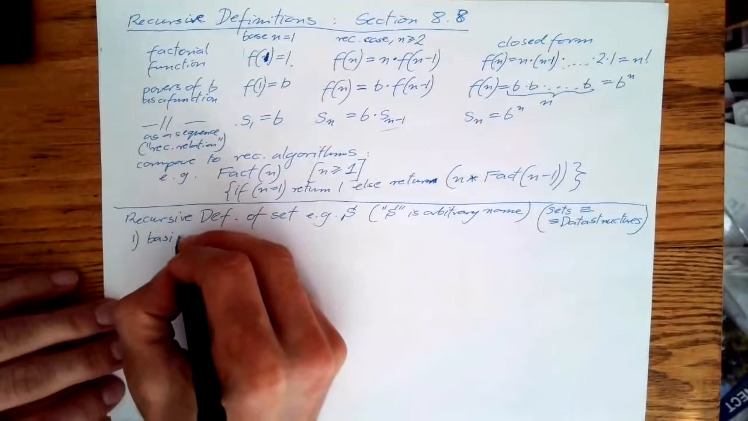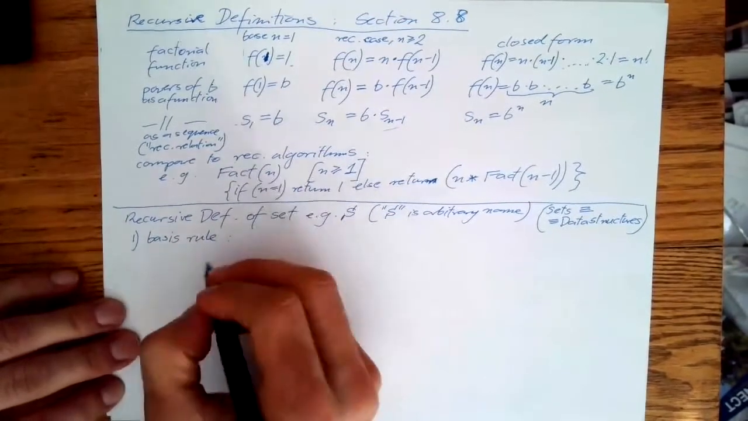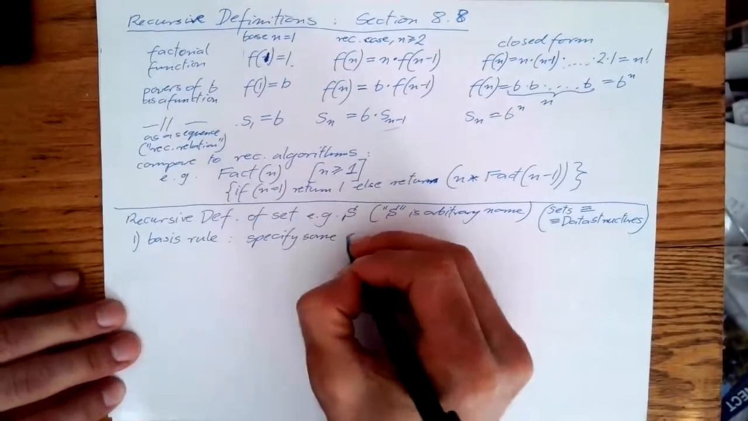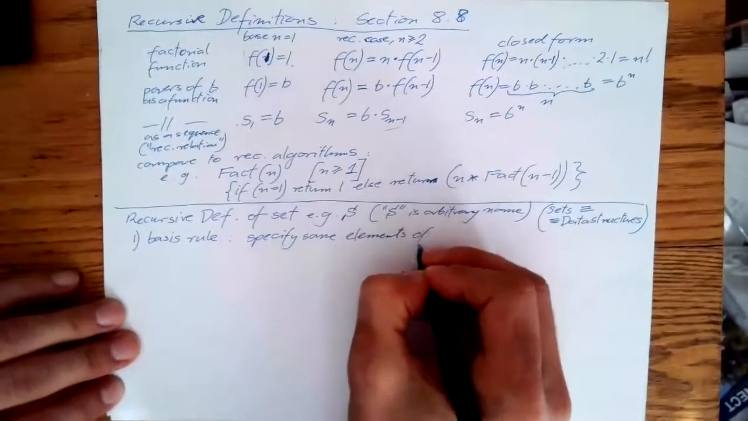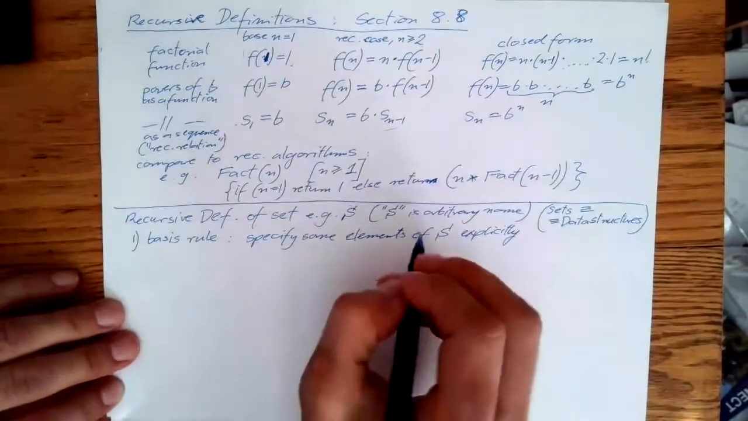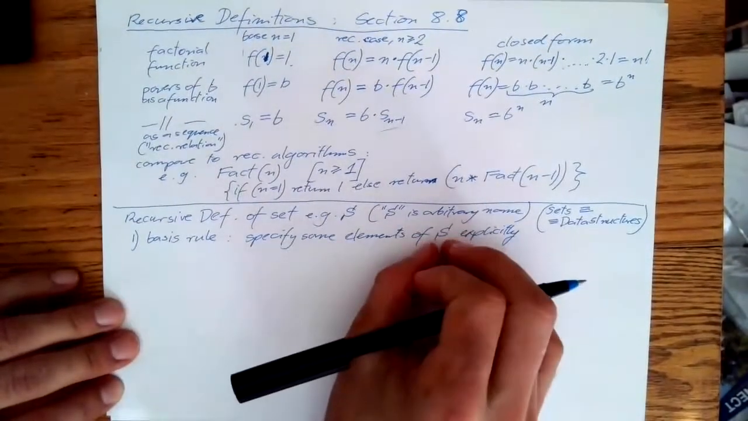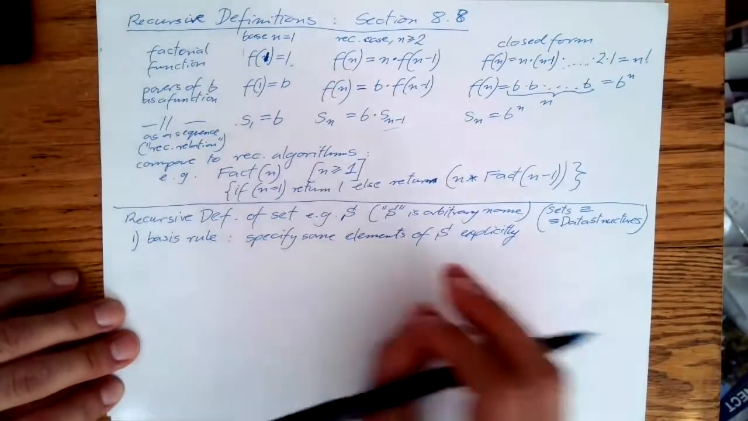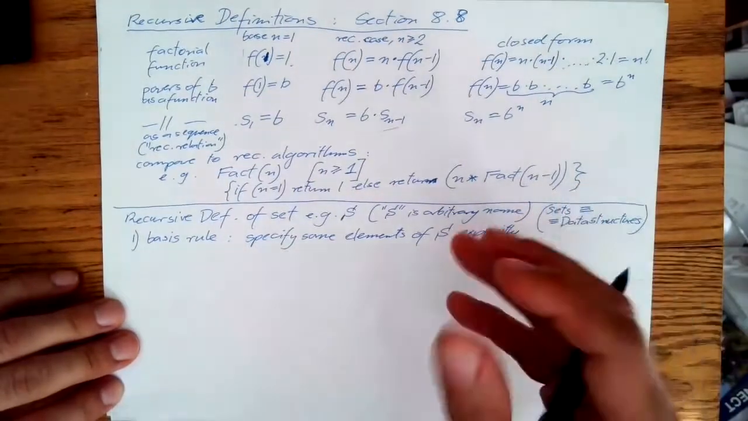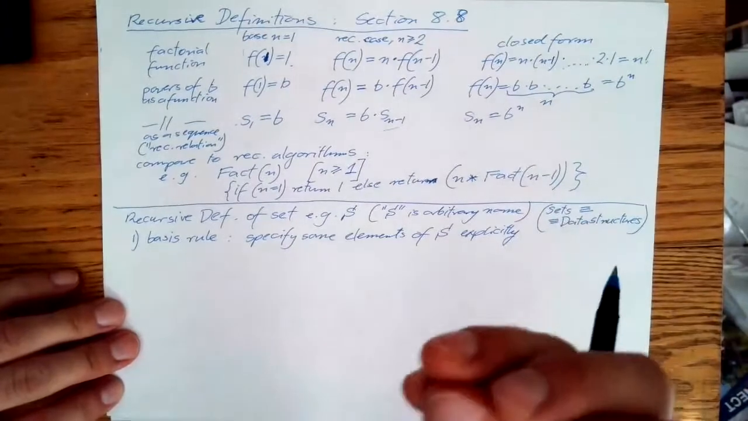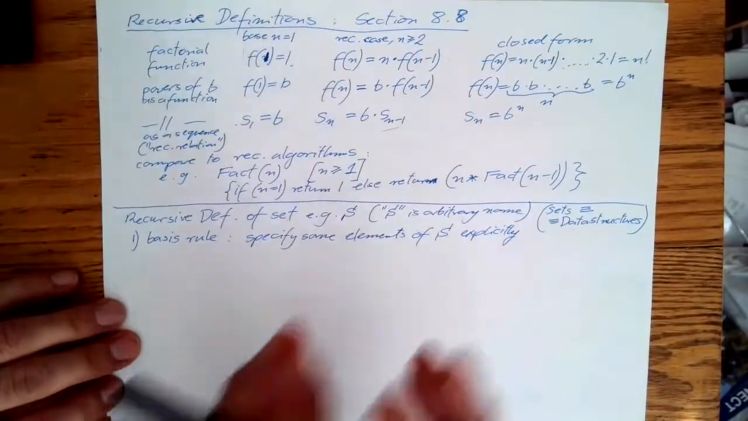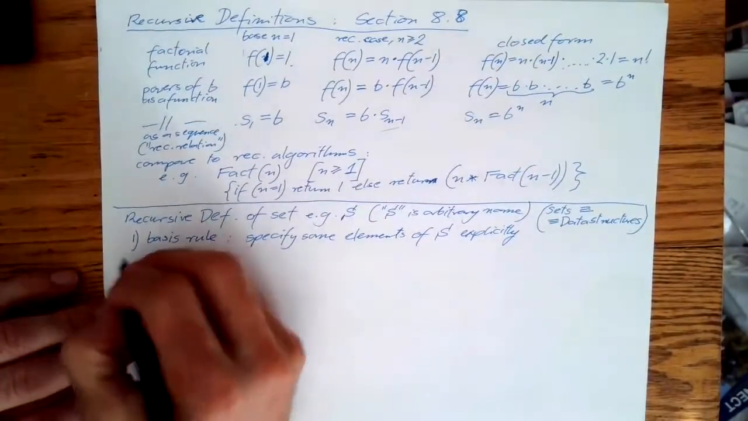So, basis rule: basically you have to specify some elements of S explicitly. So you're going to declare some elements as for sure members of the set. These will correspond to the smallest data structure examples. Like say you're defining a linked list, well, you will define an empty linked list, or perhaps a linked list with a single element. Okay, as definitely your linked list, the smallest kind of linked list.